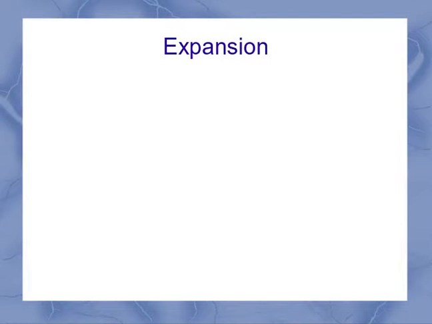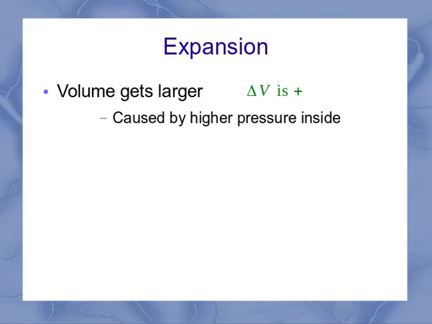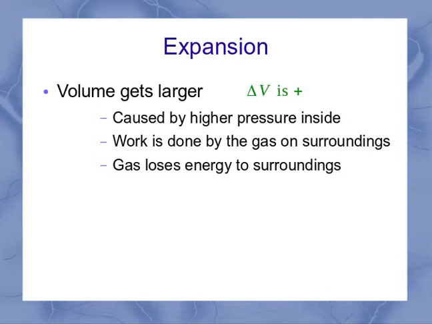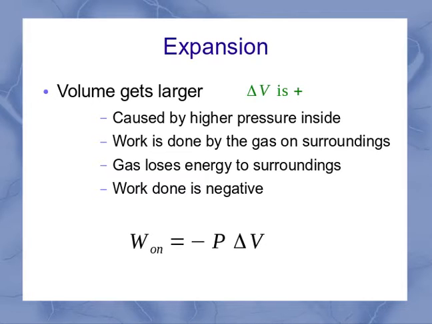So let's think again conceptually. If I've got an expansion, that means the volume gets larger, and my delta V or my dV is positive. And this is going to be caused by some sort of a higher pressure inside compared to outside. And that means the work is done by the gas on its surroundings, and the gas loses its energy to the surroundings. So that means that the work done should be negative. If I go back to that general equation, the minus P dV, if my delta V is positive, I end up with a negative work, which is what I expect.